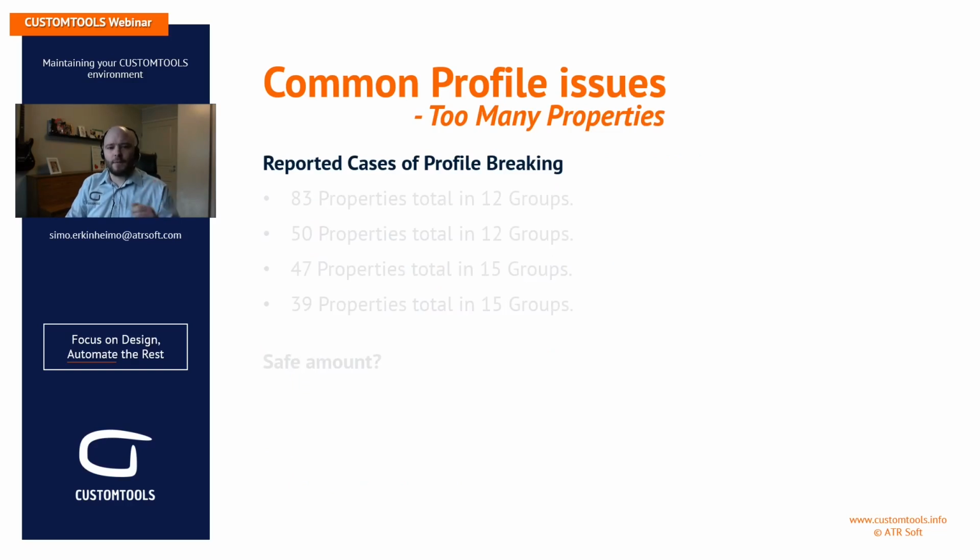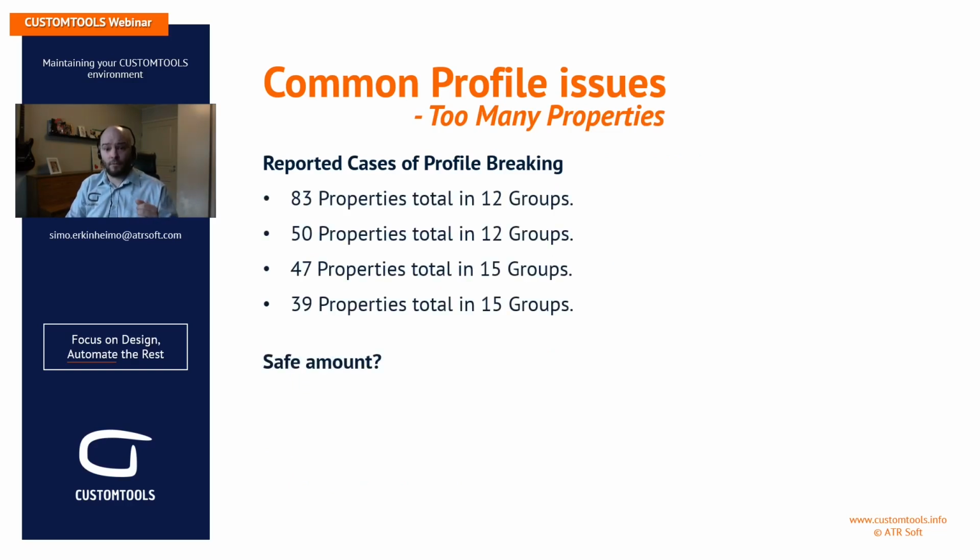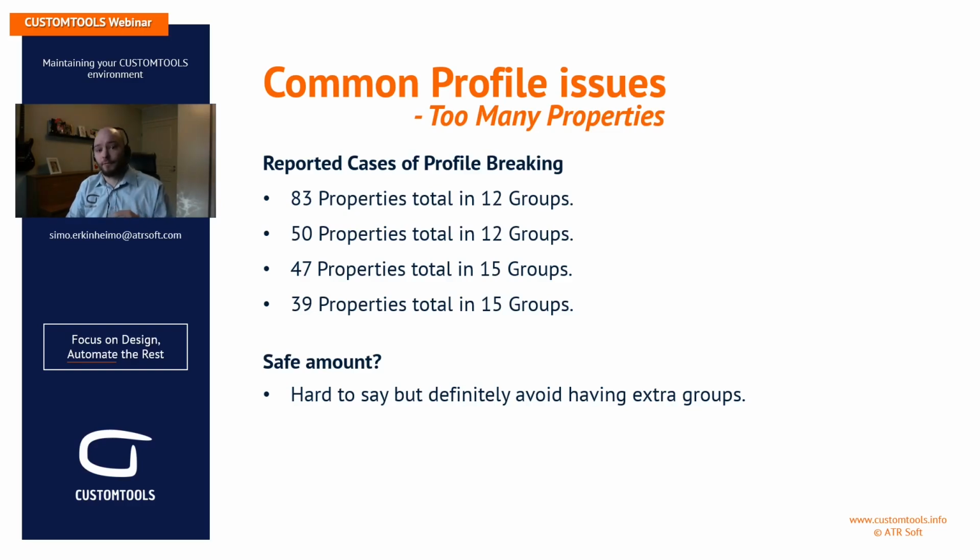And here are some real-life cases of properties going broken that we know about. Judging by these numbers, I'd like to say that the root cause is the large amount of property groups, at least for many. It's really hard to give a definitive safe amount. For instance, our demo profile has about 50 properties in 12 groups, and I have never seen that profile failing. So it's probably also a matter of how those properties have been spread among those groups. Still, the less you can reasonably get away with, the better.